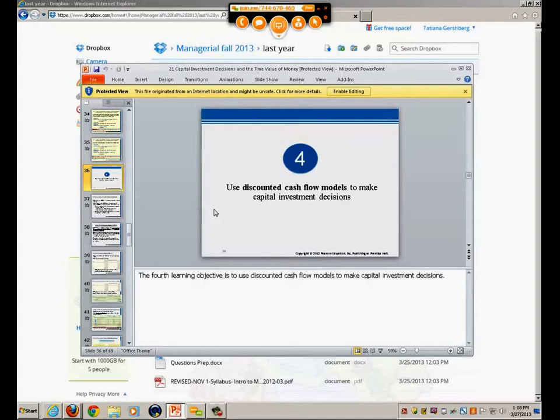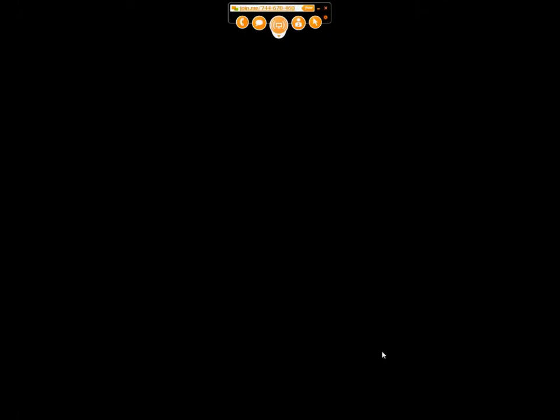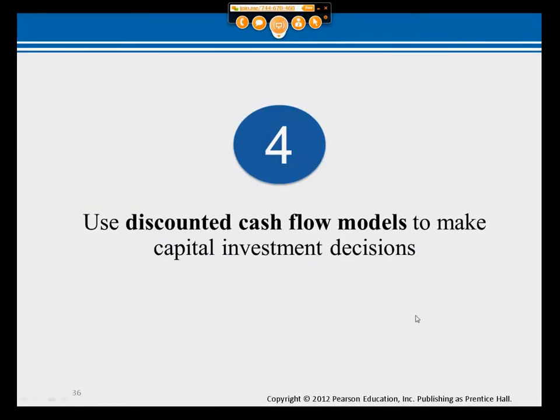Okay, so let's go into the chapter. We have only one, but a pretty crazy one to cover. Okay, so the fourth objective is to learn how to use discounted cash flow models to make capital investment decisions.